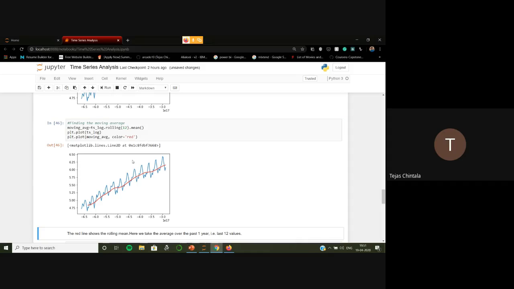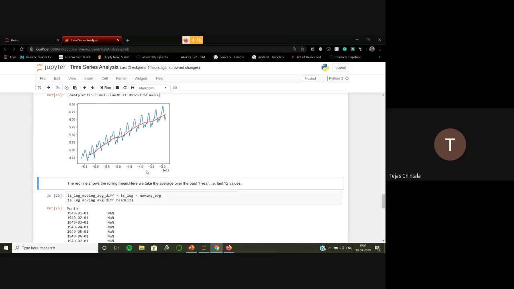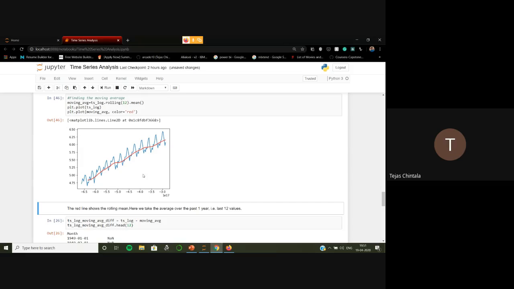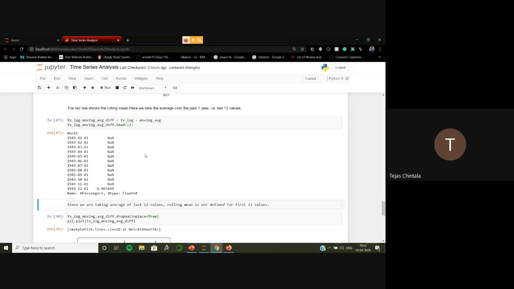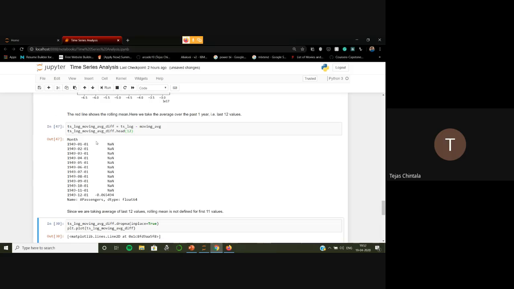In red, I showed the moving average. I meant the rolling mean of it, sorry. And then we are taking the last 12 values instead of the first 11 values, because the rolling mean is not defined for the first 11 values. If we go over here, we see there are no values, because we are taking windows of 12. As in the other code, I've written that the window is 12.